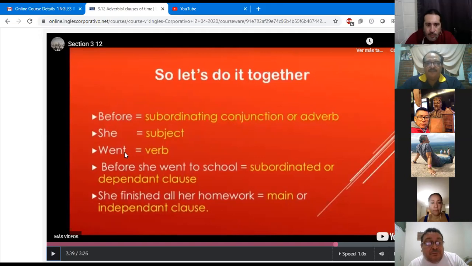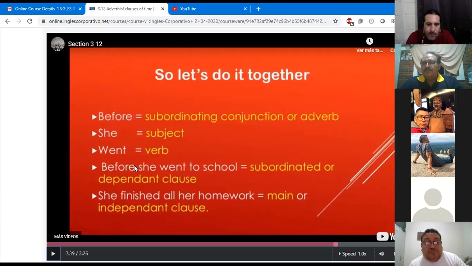She is the subject. Went is the verb. Before she went to school, subordinator or dependent clause. Because if you say before she went to school, what happened? If we only say she went to school, it's okay. She went to school yesterday, this morning. But when you say before she went to school, then we need what happened? We need more information, right?